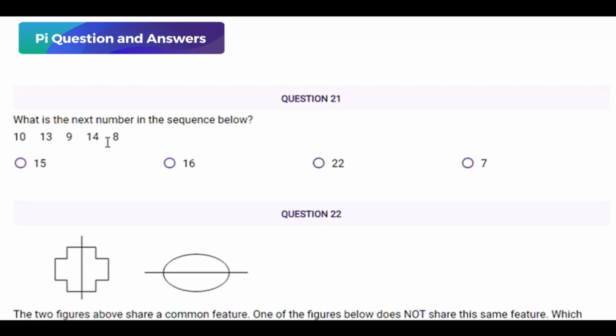Question type: number sequence, pattern recognition. Question: what is the next number in the sequence below? The sequence is 10, 13, 9, 14, 8. Options are: option A, 15. Option B, 16. Option C, 22. Option D, 7. Explanation of the question: you are asked to find the pattern or rule connecting the numbers, and based on that, predict what number should come next.